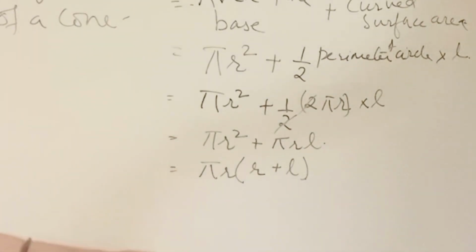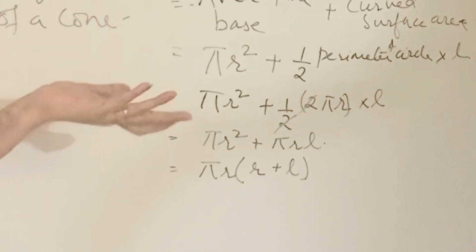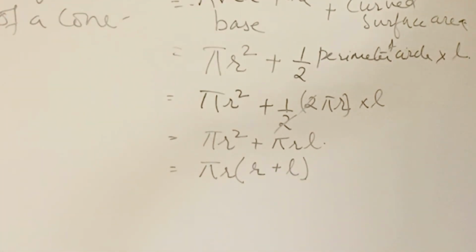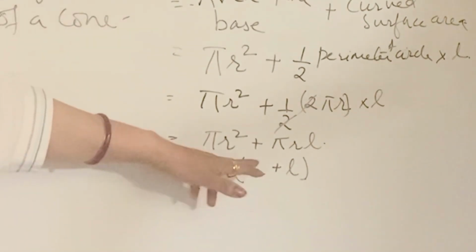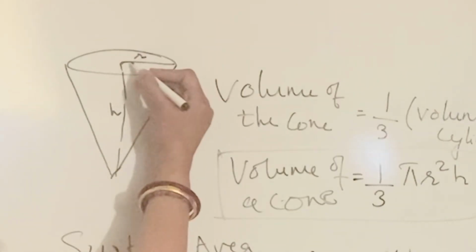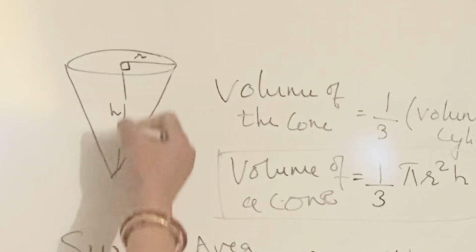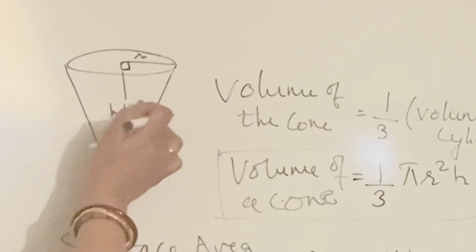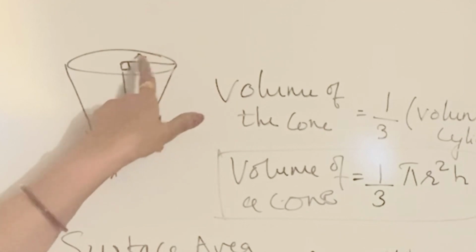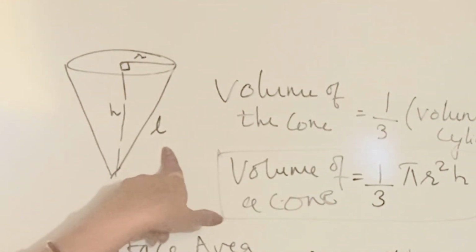Now we may have a question: if L is not given to us, and we only know r and h, what is the value of L? It's not necessary that they will give you the slant height or lateral side of the cone. So we can find the value of L by using the Pythagoras theorem, because this radius will be perpendicular to the height. If we know the radius and height, we can easily find L, because according to the Pythagoras theorem, r square plus h square is equal to L square.